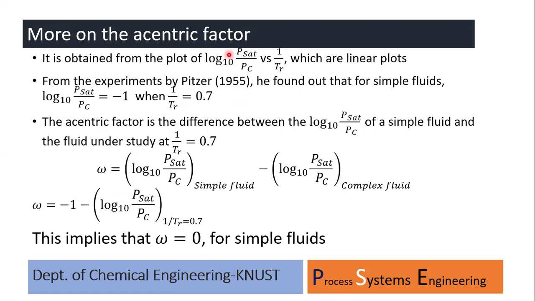But we can have the saturation pressure of a particular substance at a given temperature, and then divide this by its critical pressure. Then we can find log of that. So those become our y-axis values. Then we can also find the reduced temperature, right? And then we can find 1 over that. So we can plot the log 10 P sat over PC against the 1 over TR.